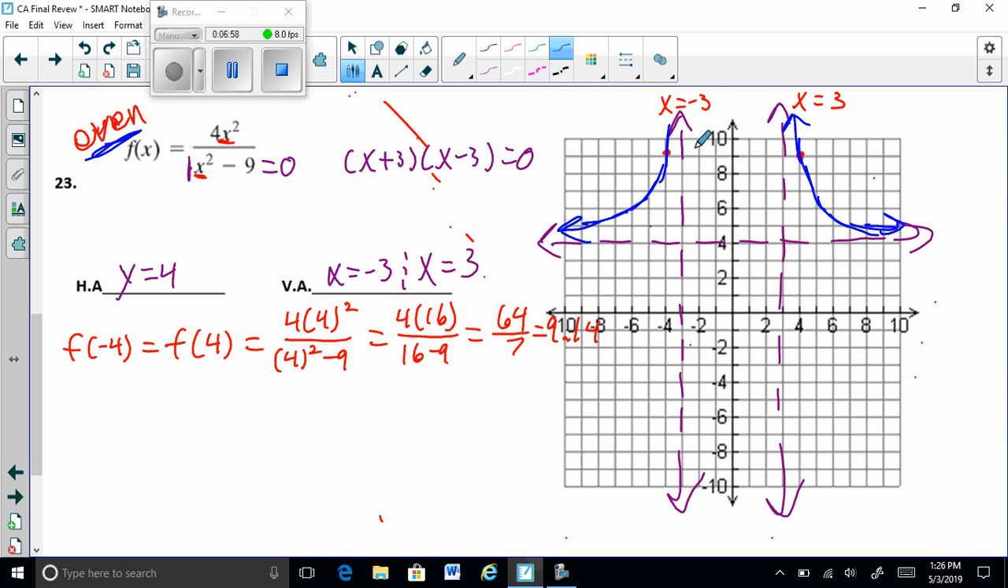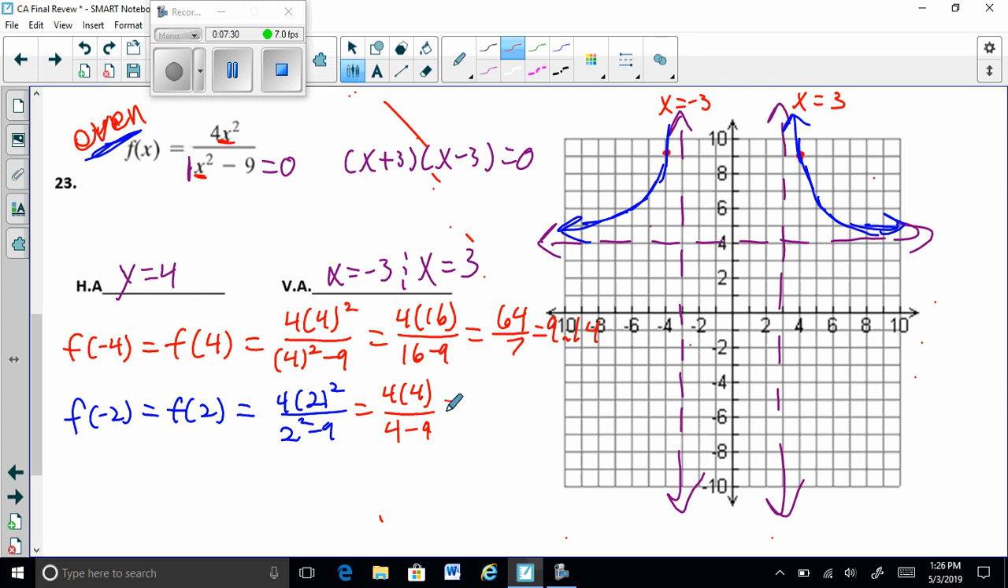All right, so now I should go ahead and find the points in the middle. We can find f of -2, which will be the same as f of +2. So once again, I'm going to get 2 for the price of 1. That's 4 times 2 squared over 2 squared minus 9. So we get 4 times 4 on top over 4 minus 9 on bottom. So now we have 16 over -5, which is -3.2. So at -2, we're down at -3.2, and at +2, we're also down at -3.2.